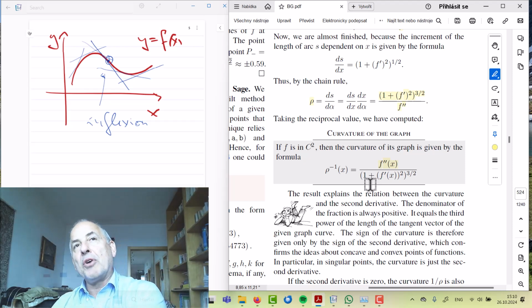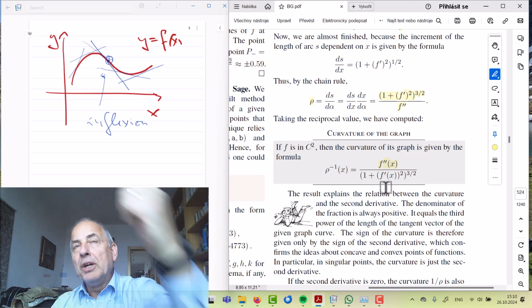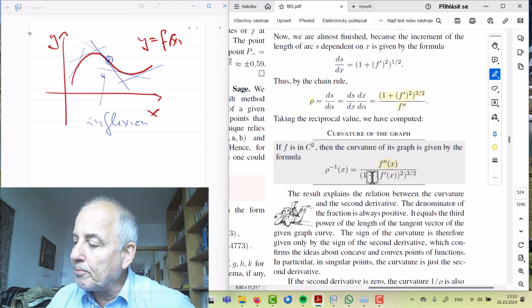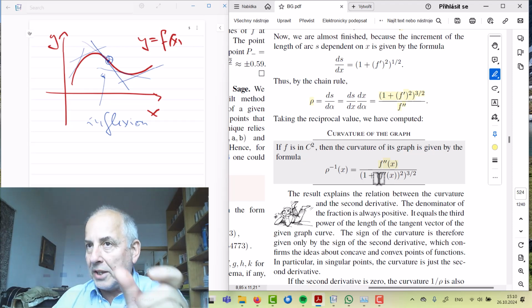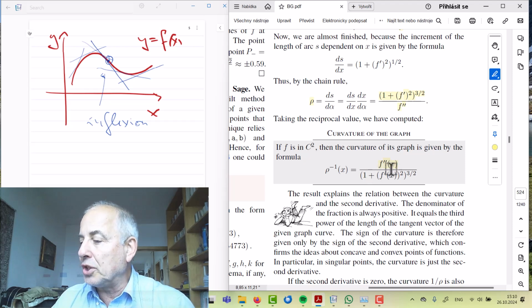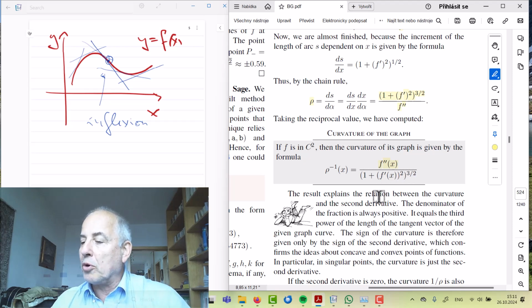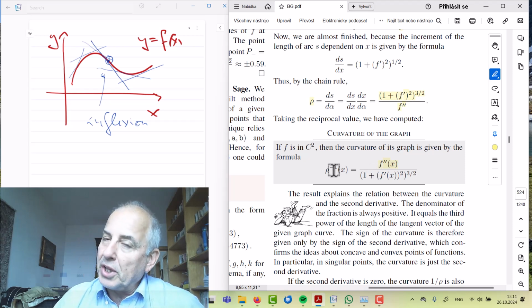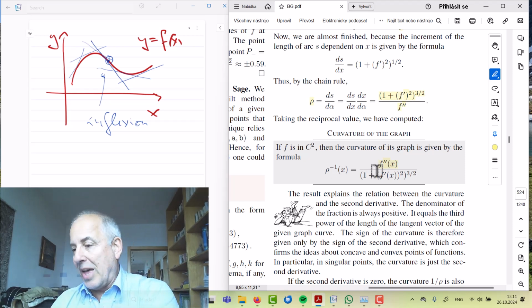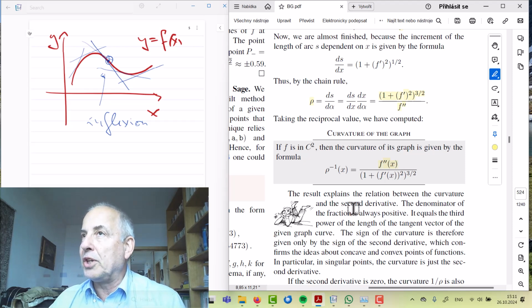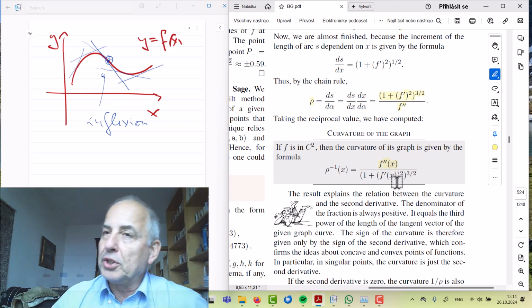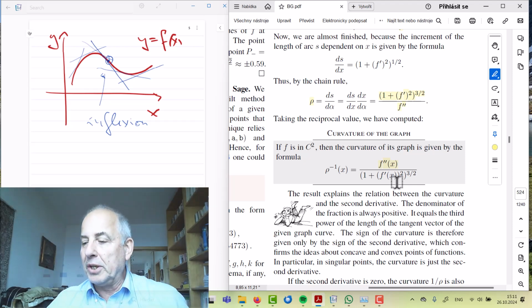If you parameterize the graph by x, then the velocity will be just this, so that will be the second component. So this is the length of the velocity vector, and so what you see is the square root of the sum of squares will be just the length, and it's the third power of the length. So the curvature has now been computed as the second derivative divided by the third power of the length of the velocity vector.